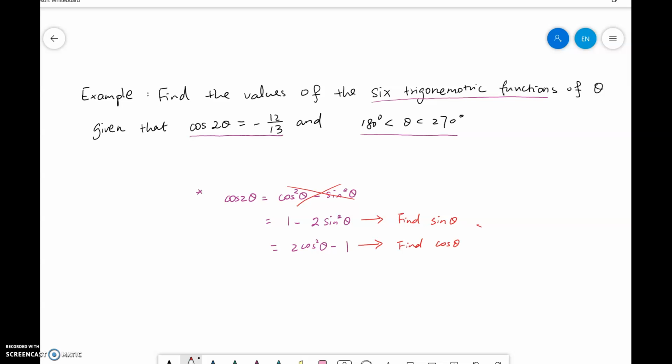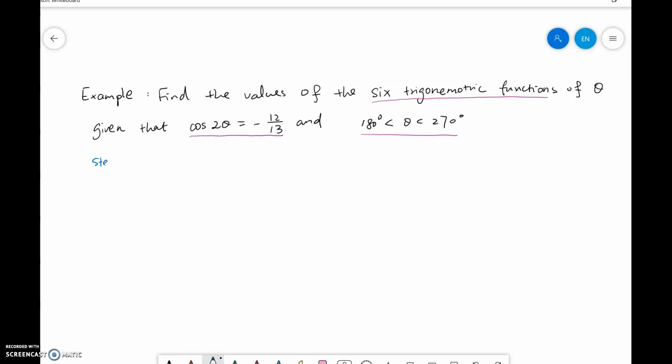And then once we have those two, we can find the tangent theta using the quotient identity, and then the reciprocal identities to find the cosecant, secant, and cotangent. Okay, so that's the plan. So now we're going to start working on it.